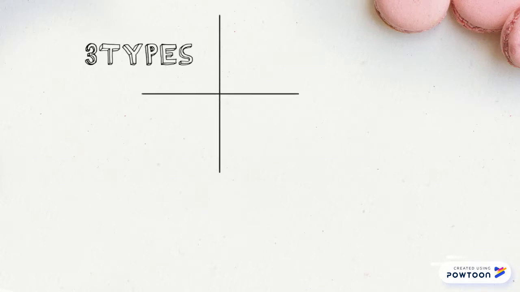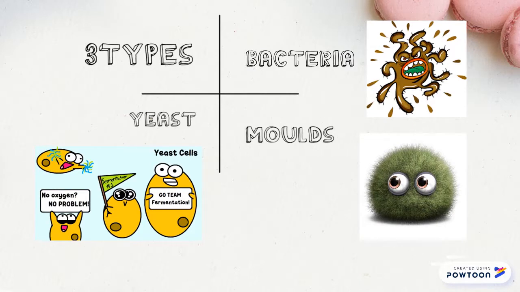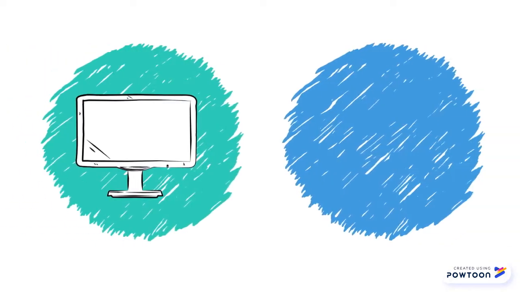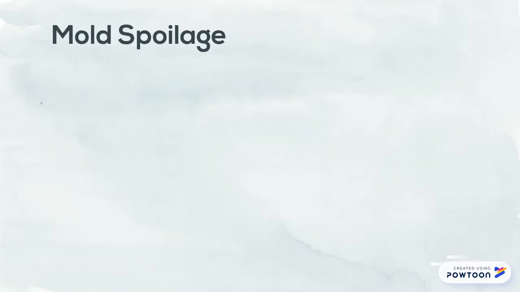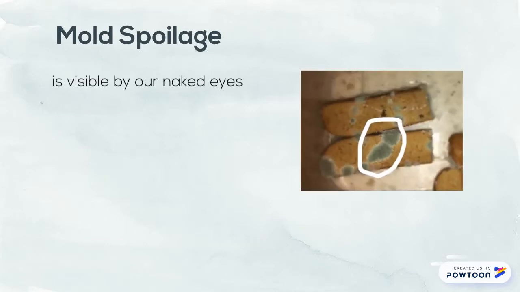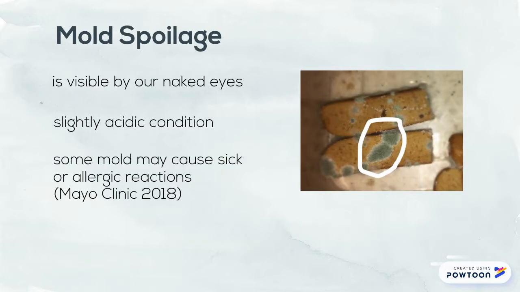Microbial spoilage can be divided into three types: bacteria, yeast, and mold. Among these three, mold and bacteria are the main concern. So, what is the difference between molds and bacteria? Mold spoilage is visible to our naked eyes. Mold prefers slightly acidic conditions, and some mold may cause sickness or allergic reactions.